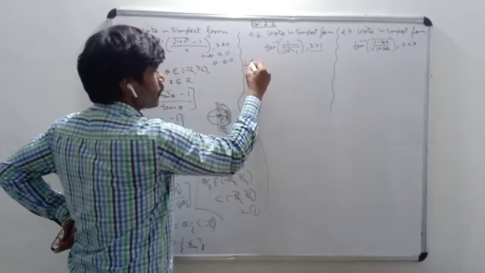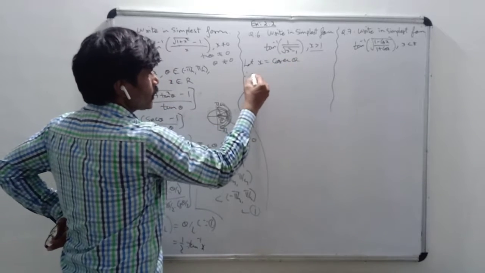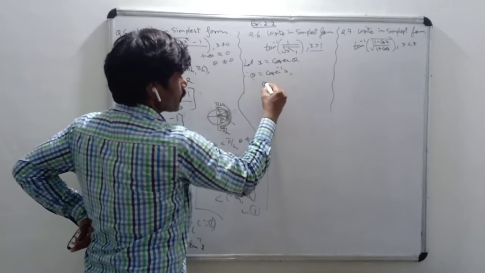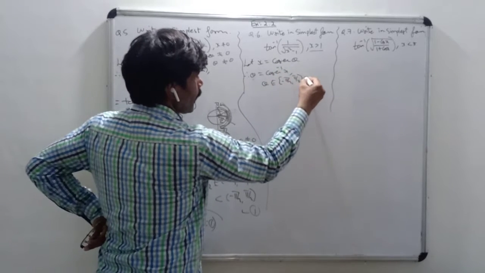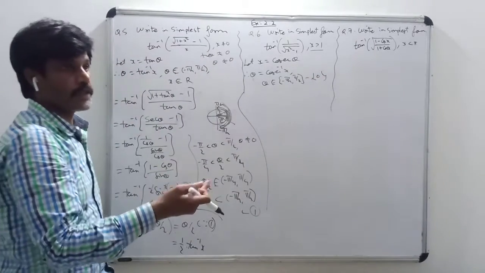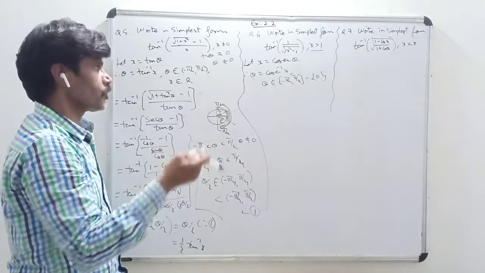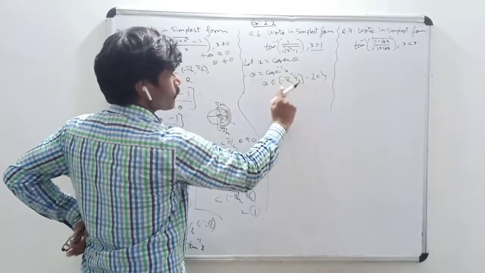Okay, so I'll assume that x equals cosec theta. So therefore theta is equal to cosec inverse of x, under a condition: theta should belong to the closed interval minus pi by 2 to pi by 2, except 0. Because when theta is equal to 0, cosec theta will be 1 upon sin theta, and 1 upon sin 0 will become 1 upon 0, which is undefined. For that purpose we are removing 0 from minus pi by 2 to pi by 2.